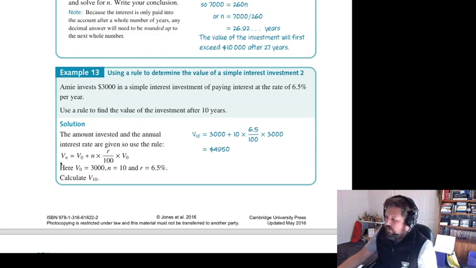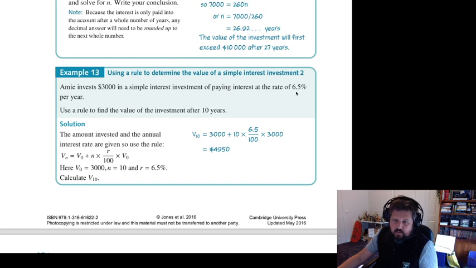Alrighty, so this is where we're going to use the big version of this formula. Writing out the formula neatly, we're going to plug in the values that we know. V0 was the initial amount that Amy invests. It was $3,000. We want to know what's happening after 10 years. The value of n is 10. Also, the rate is 6.5%. And again, that gets multiplied by the initial amount, which was 3,000.